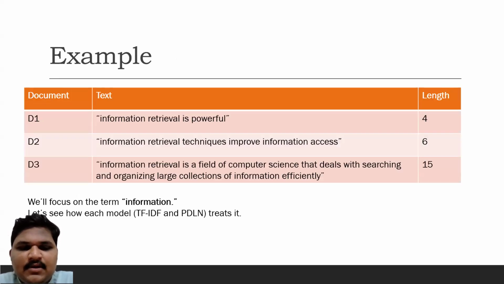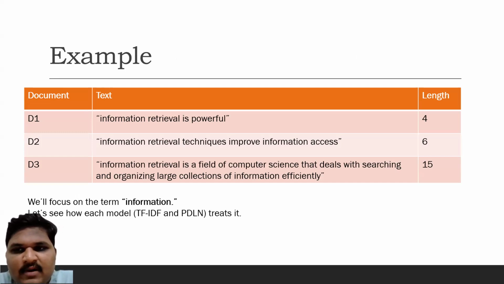If you take an example, here we have taken three documents. The text in document 1 is "information retrieval is powerful." The length of document 1 is 4. And coming to document 2, the text in document 2 is "information retrieval techniques improve information access."